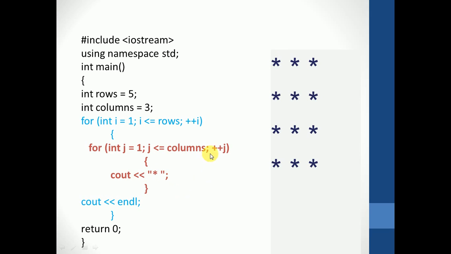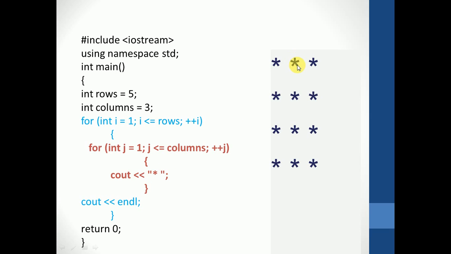Yes, it goes and increments the inside for loop. Now j is incremented, so j becomes 2. Now it checks the condition: 2 is less than or equal to 3. The condition gets satisfied, so it comes inside the loop and again another star will be printed.